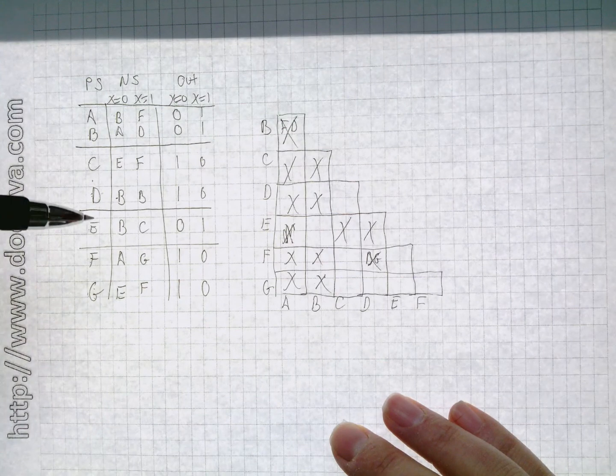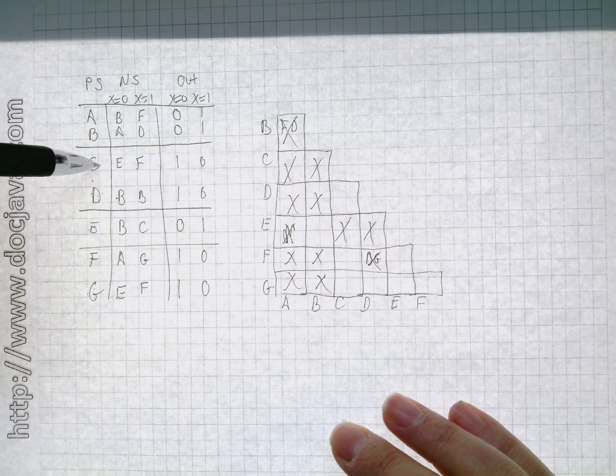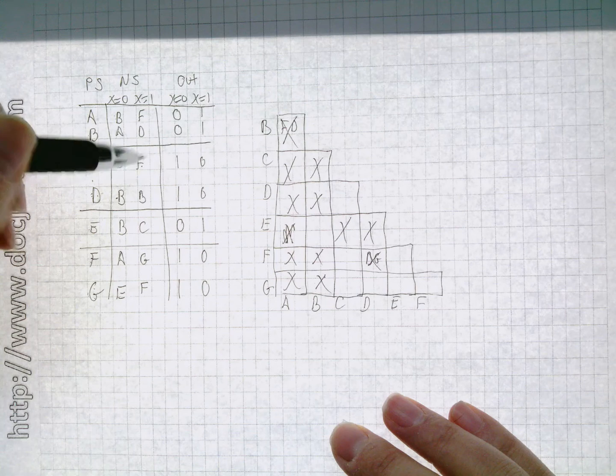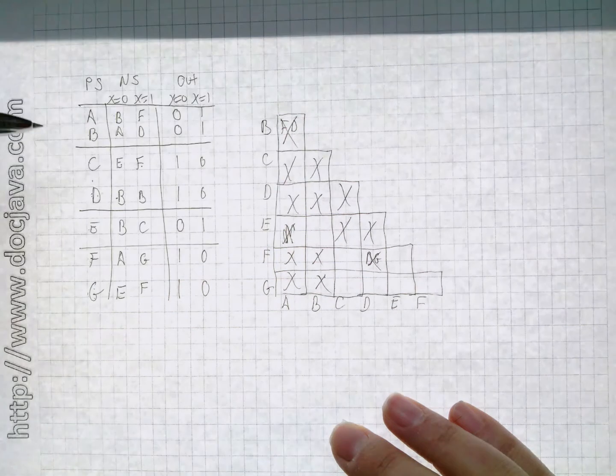Let's take a look at some of these other ones. How about D and C? So we go to DC, we see it's BE, and also BF. Well, BF has got an X, so that's good. We can take it right out.